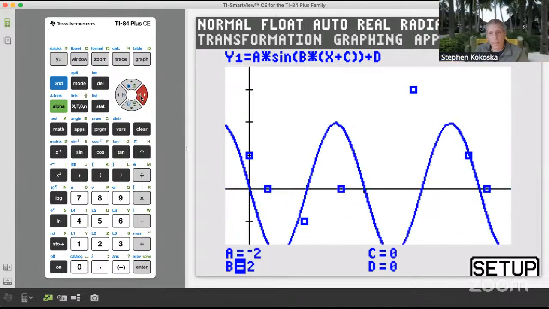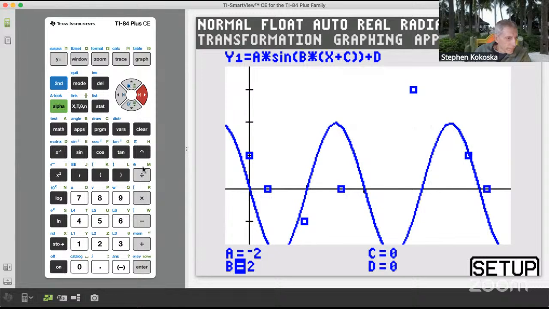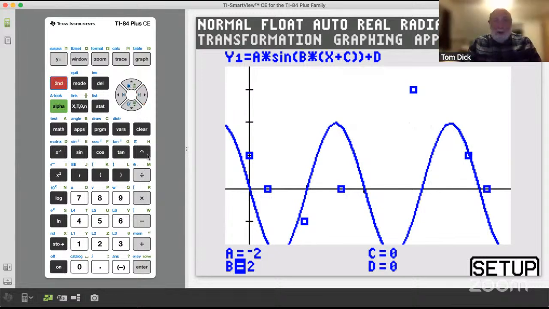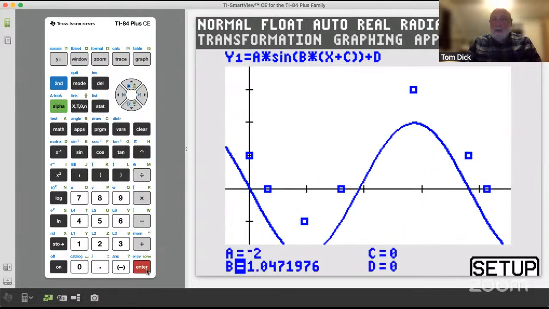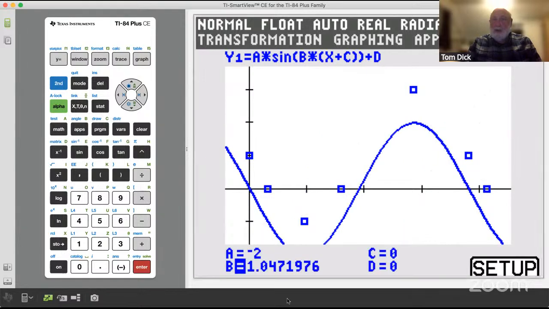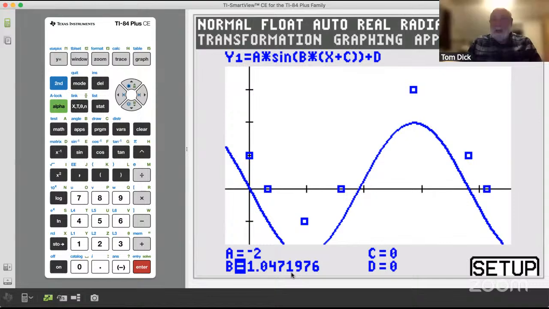But if you've analyzed it and you've come up with a really specific value of B that you want to try, you can just enter that. So I'm on B here. I'm going to go ahead and enter the value Steve came up with. I think it was pi over 3. Pi is right on the keyboard here. Let's do pi over 3. And notice it's changed it to a decimal.